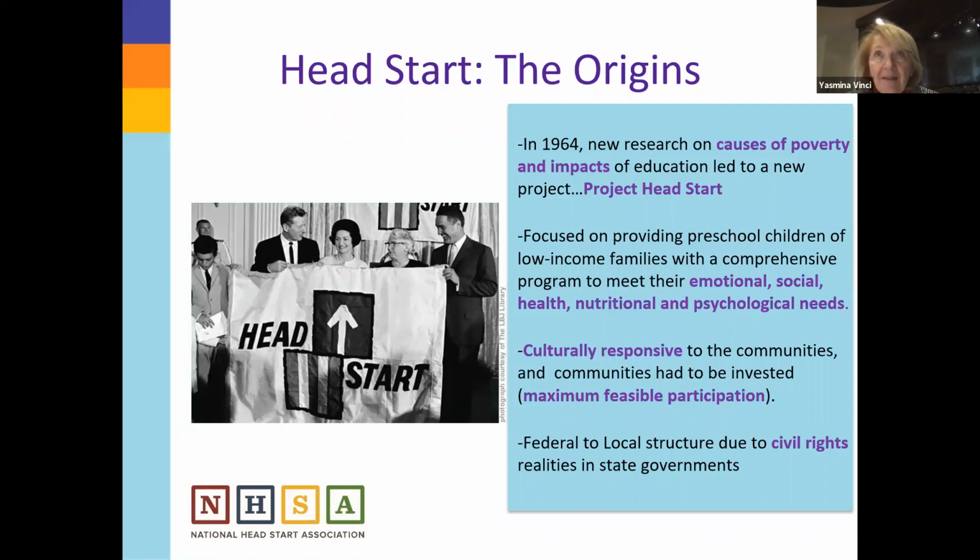and all the things that have been built by the group into the program, such as providing the children with a comprehensive program to meet the emotional, social, health, nutritional, psychological, and cognitive development. Head Start from the very beginning has been culturally responsive to the communities, and it was expected from the start that communities had to be invested fully. The term of art was maximum feasible participation.